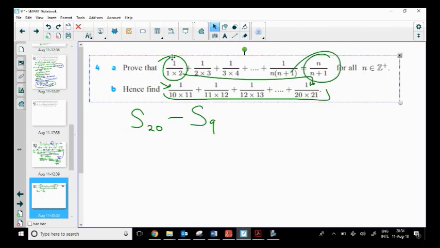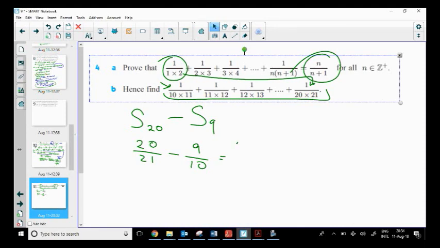The 20th partial sum, that's a fancy word for just the sum of the first bunch of terms of a series. That's going to be 20 over 21. And then the 9th is going to be 9 over 10. And I just need to figure out what that sum is. That doesn't look nearly as bad as that other series of fractions did before. Okay, I can do this.